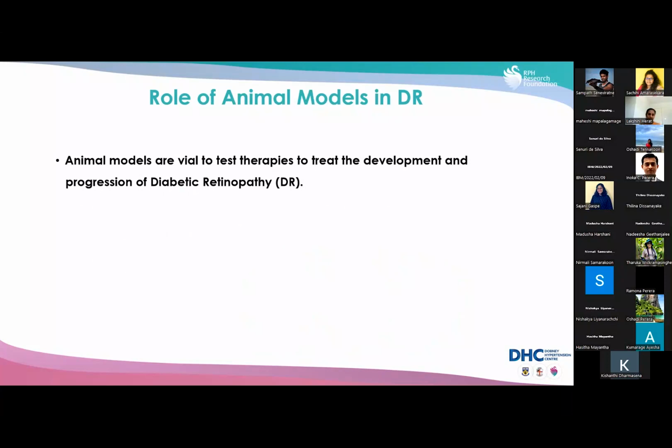As many of you would again be aware, animal models in particular are very important to understand the progression or development of a disease, and also to test therapies for the treatment of specific diseases. And this is the same situation with diabetic retinopathy. We need animal models to test therapies for the treatment of the vision-threatening diabetic retinopathy condition.